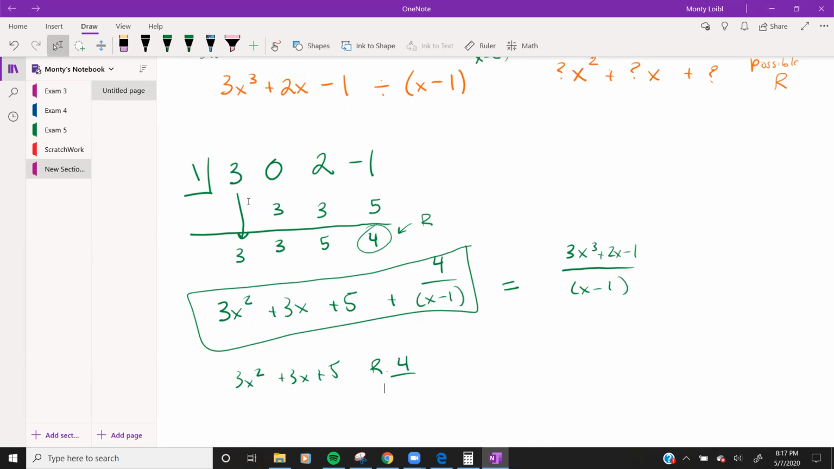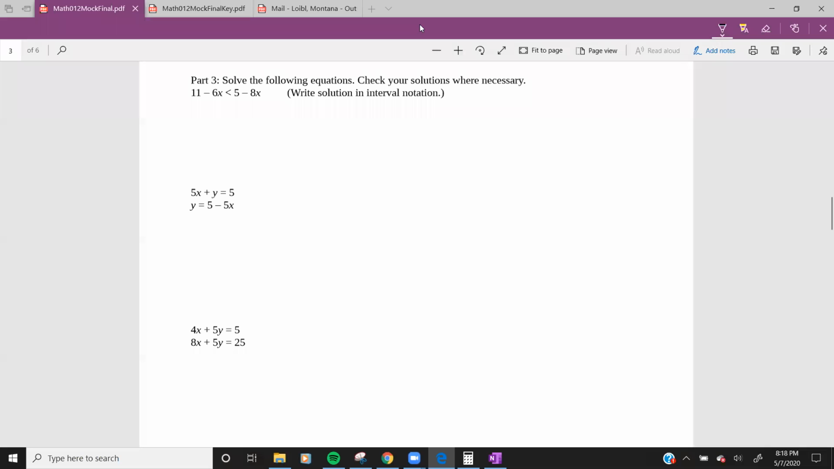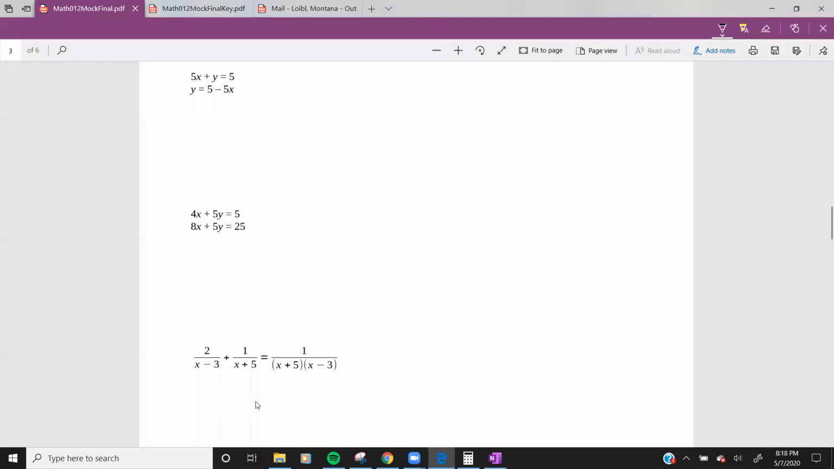What about solving an equation? It's 4x plus 5y equals 5, and then 8x plus 5y equals 25. Okay, let me see here. It's on part 3. Oh, here, sorry. I paused it again. All right. Solving a system of linear equations.